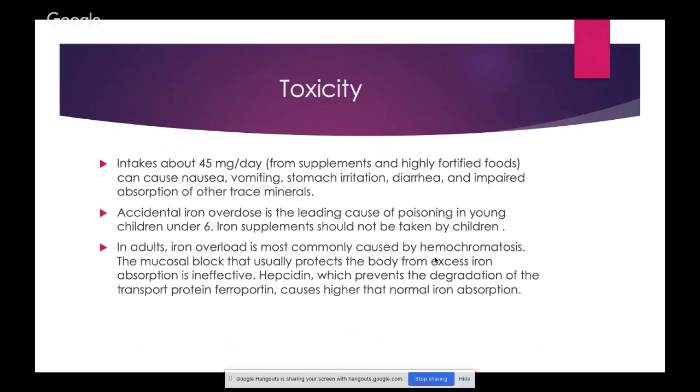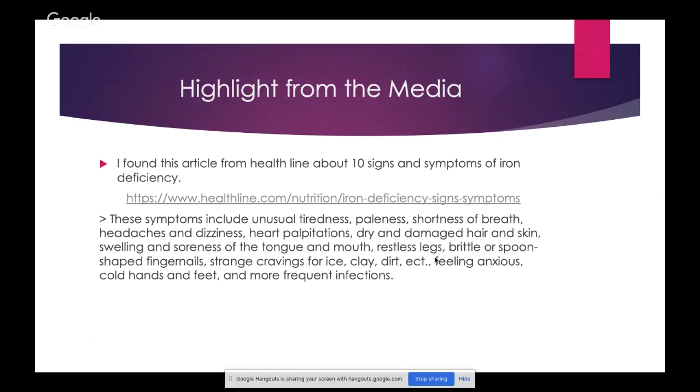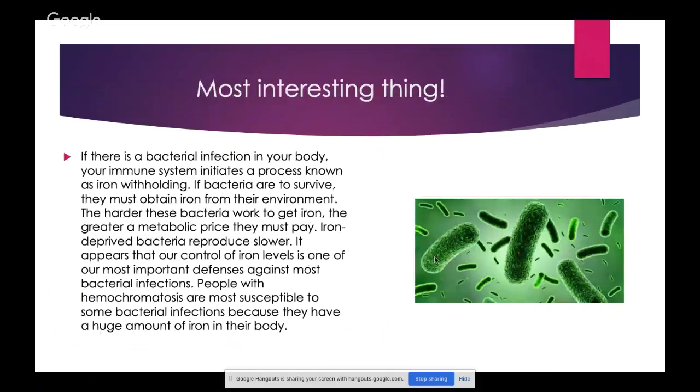That's a really critical condition and can really affect your immune system. The most important thing, and we talked a little bit about this earlier with the immune system, is that if there is a bacterial infection in your body, your immune system initiates a process known as iron withholding. It withholds all the iron and stores it. If the bacteria are to survive in your body, they must obtain iron from their environment. And remember that iron is needed for cellular respiration for all bacteria, the citric acid cycle, anything like that, iron is needed.